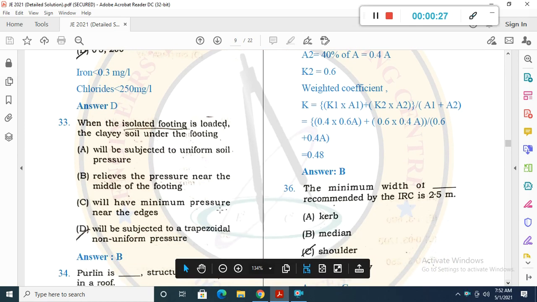Next, when the isolated footing is located on clay soil under the footings. So here the correct answer will be B. It relieves the pressure near the middle of the footing. In the middle of the footing, it will release the pressure.